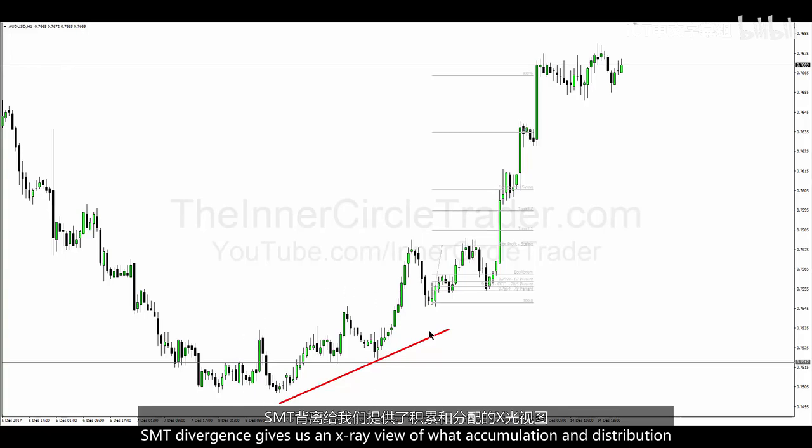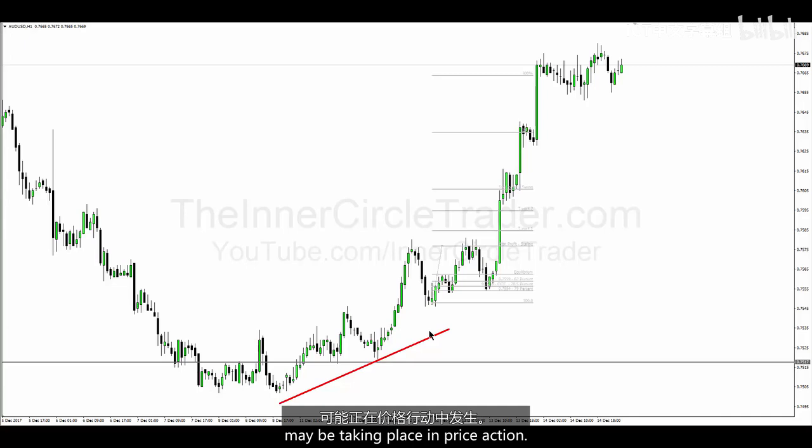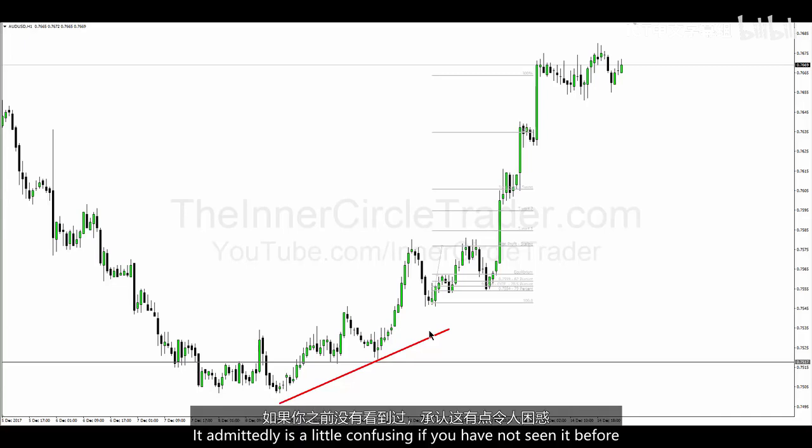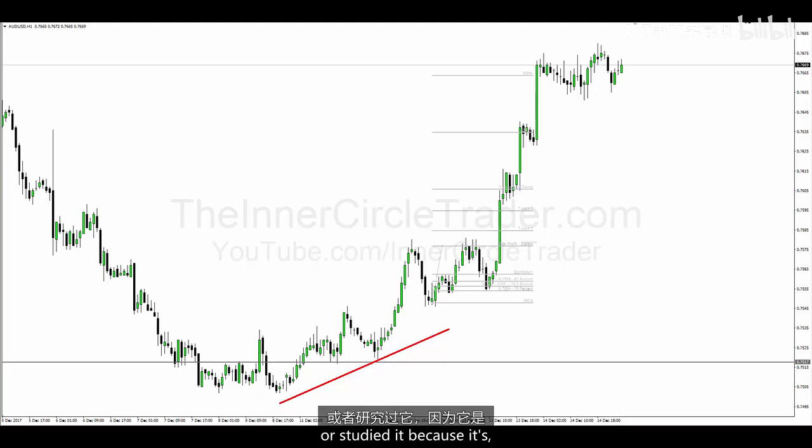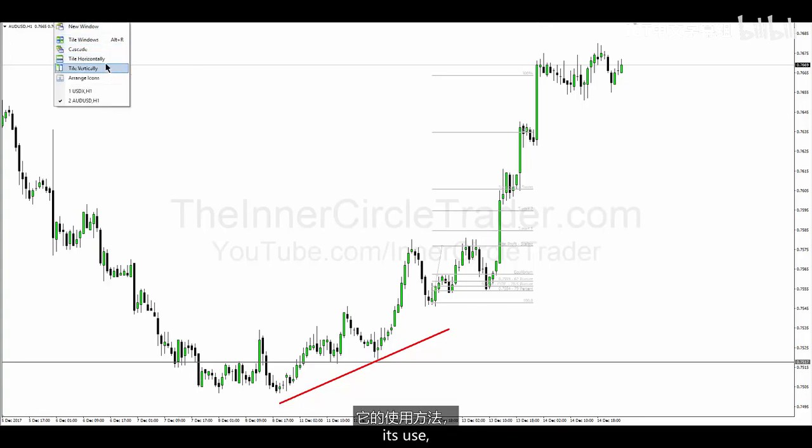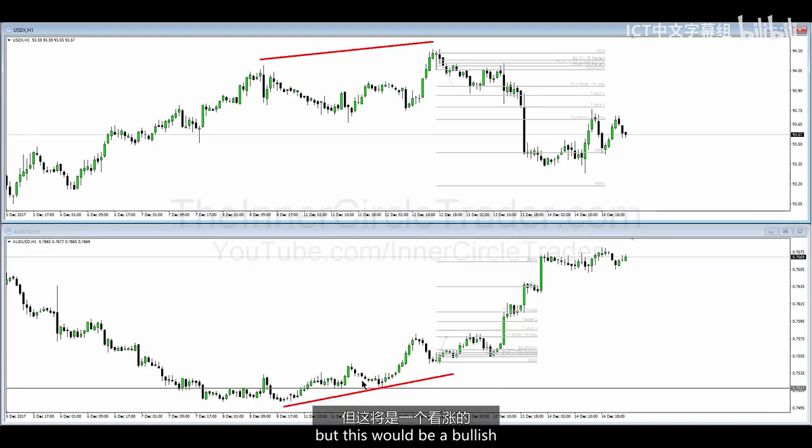SMT divergence gives us an X-ray view of what accumulation and distribution may be taking place in price action. It admittedly is a little confusing if you have not seen it before or studied it, because it's one of those things that you have to study for a while to get a couple examples of its use. But this would be a bullish example of it, with distribution in the dollar and accumulation in the Aussie dollar. So let's take an example of it being used in a bearish scenario.